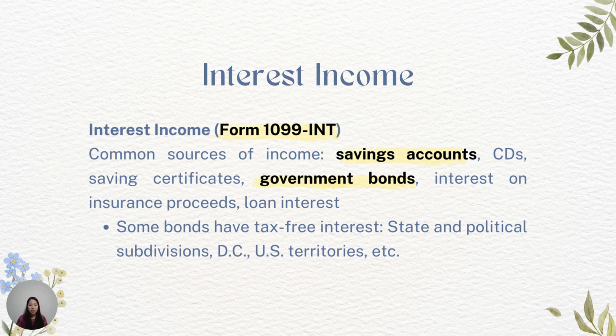Interest income. Another type of income that you must help the clients report on their tax return is interest income. This is money earned from common sources such as savings accounts, CDs, savings certificates, government bonds, interest on insurance proceeds, or loan interest. These will usually be found on Form 1099-INT. So your bank or whoever distributed the savings accounts, CDs, government bonds, etc., will usually give the taxpayer Form 1099-INT, and that's where you'll take that amount and transfer it into the tax software so that you can calculate how much tax they must pay on it.